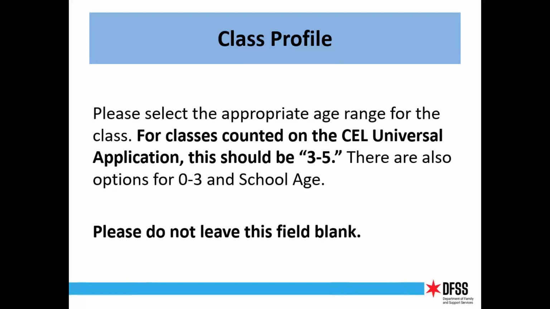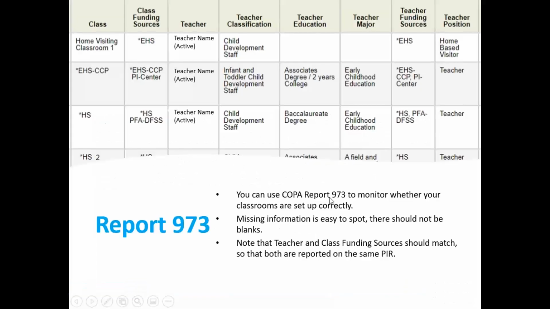3 to 5, birth to 3, or school age. Please don't leave it blank. When we're looking at classes, we like to be able to filter by that, but if it's blank, it will be filtered out under any filtering restriction. Okay, so in order to see if this information is right, you've got the right classes, the right teachers identified.